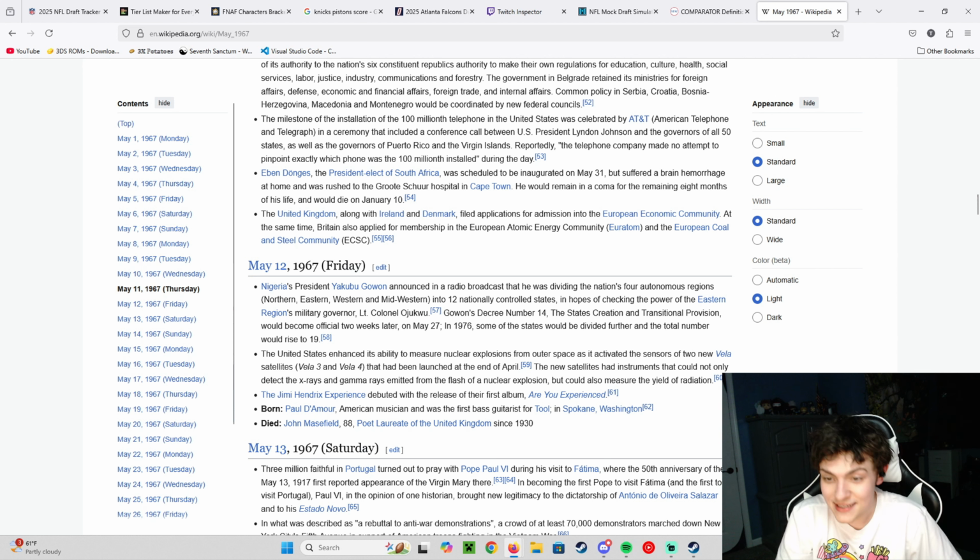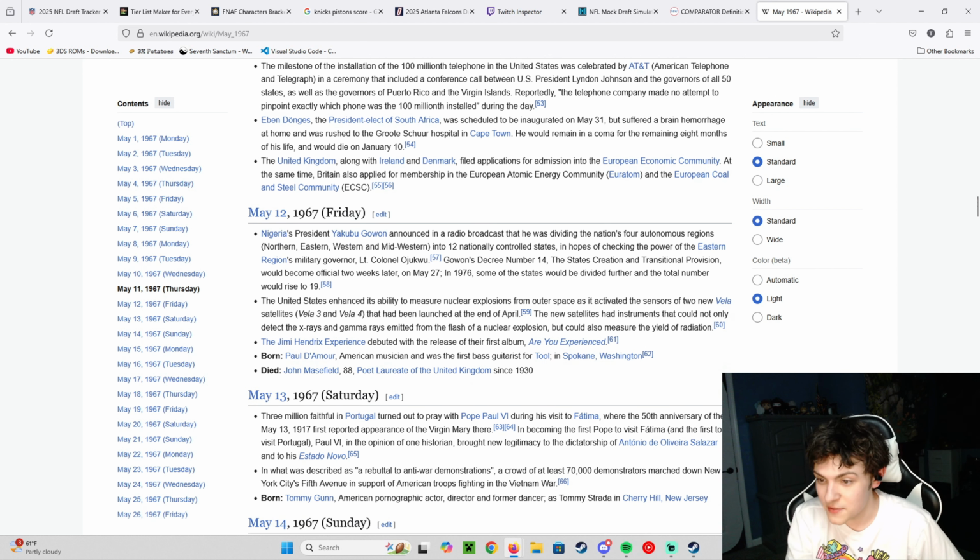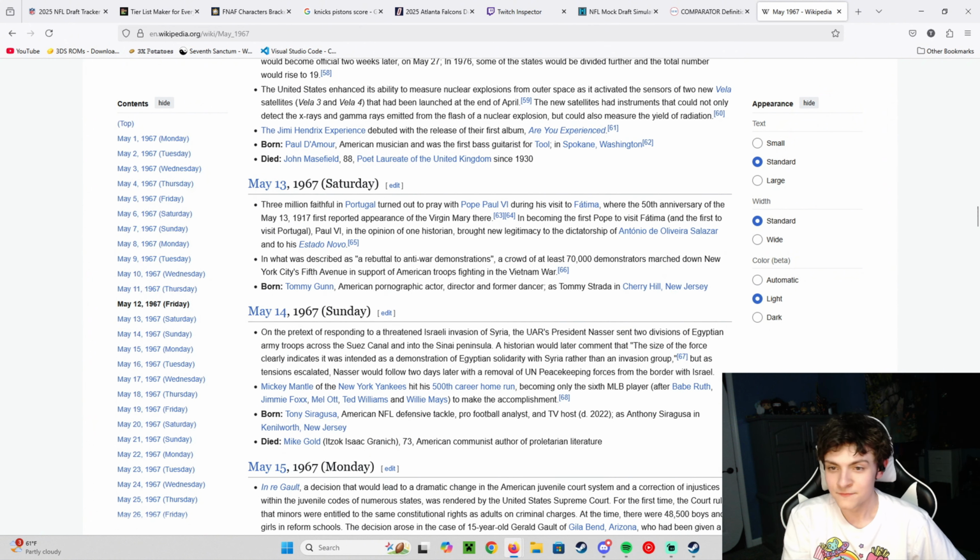The United States enhanced its ability to measure nuclear explosions from outer space as it activated the sensor of 2 new Vela satellites that had been launched at the end of April. The new satellites had instruments that could not only detect the X-rays and gamma rays emitted from the flash of a nuclear explosion, but could also measure the field of radiation.